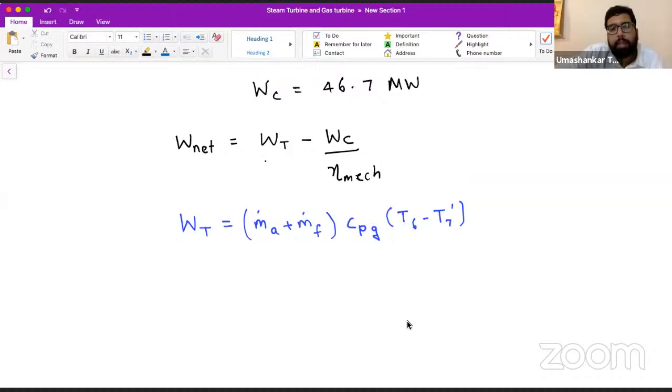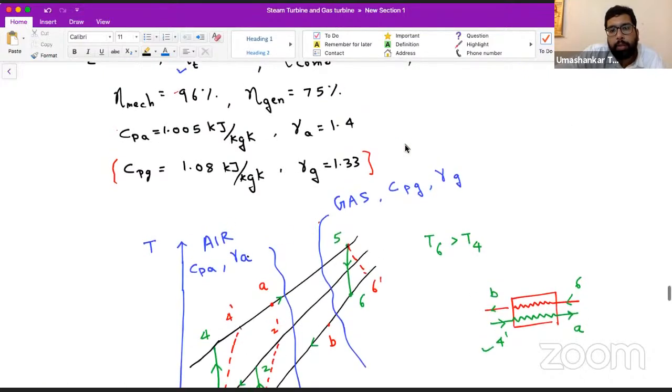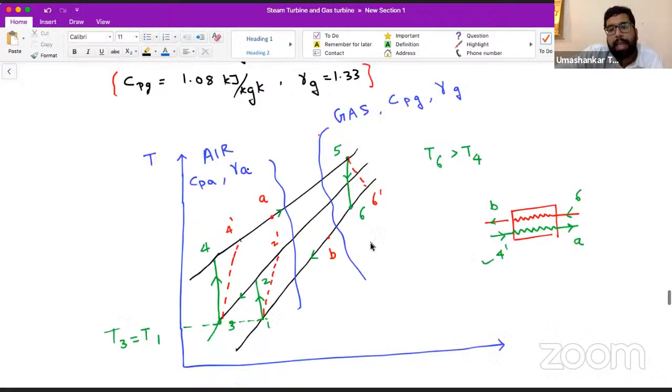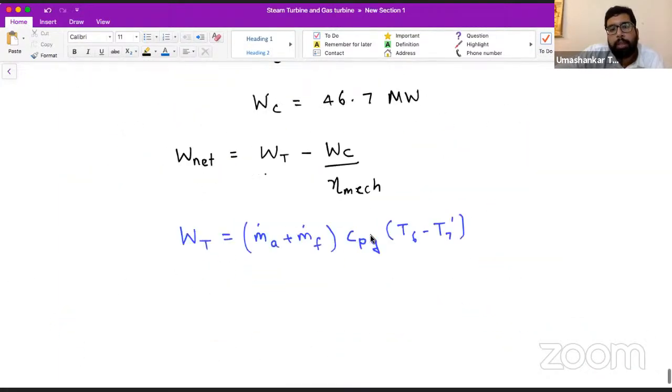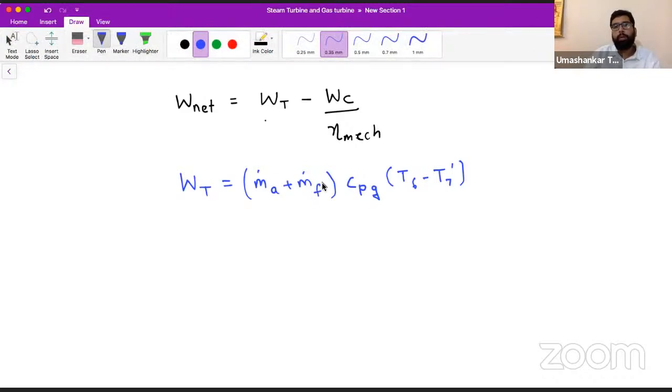Why are we taking m dot A plus m dot F? Because here you see the 5 to 6 dash stage is in the gas side. So we have to use the combined mass flow rate of air and the fuel. Okay, so we will use this formula here.